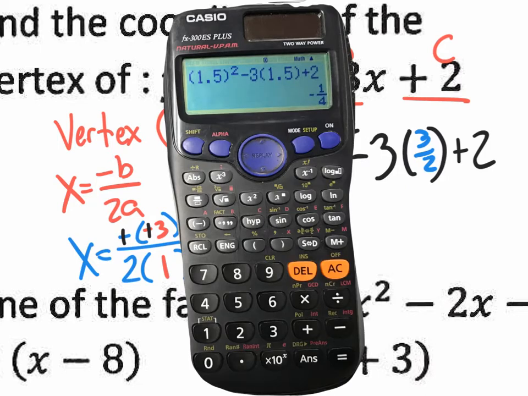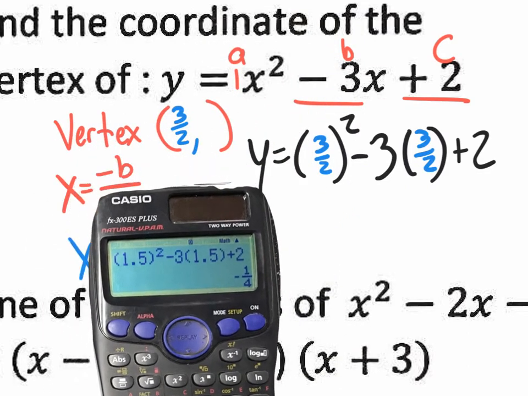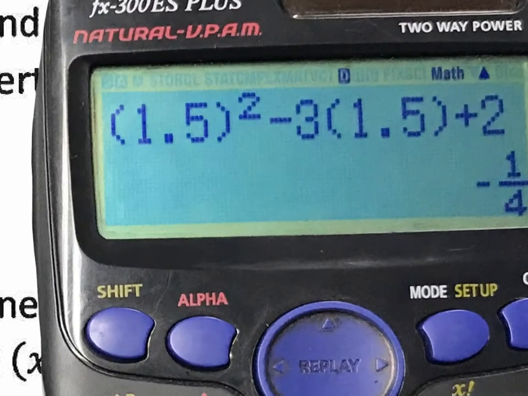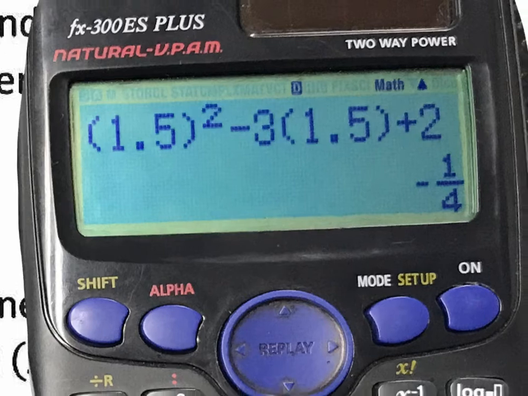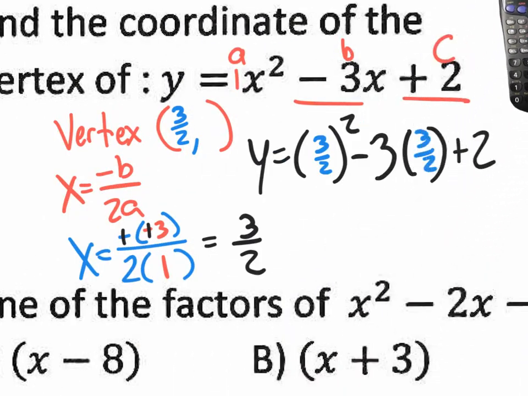So as you can see right here on the calculator, you could type it all in, and instead of the 3 halves, I typed in 1.5 because 3 divided by 2 is 1.5. $3 divided by 2 is $1.50. So if you type it all in, as I did right here with parentheses, exactly the way it is, hit equal, it'll give you negative 1/4 as the output. Now, I could do all this and get that output of negative 1/4 without the calculator. Would you guys like to see how I get the negative 1/4 without the calculator?